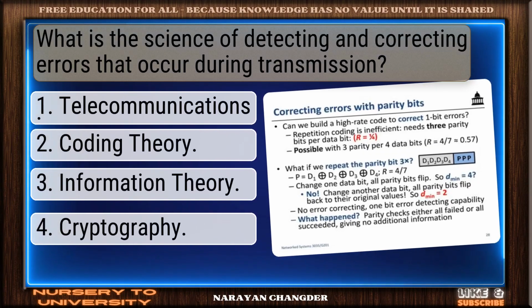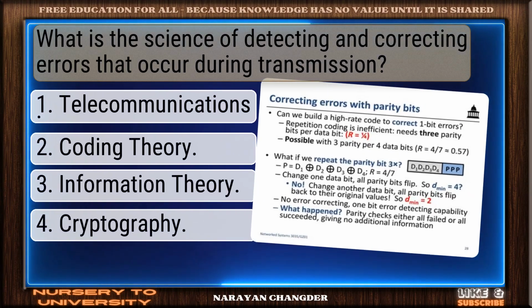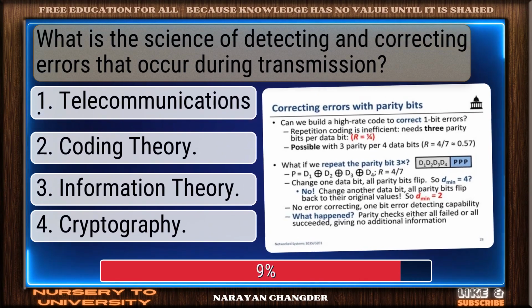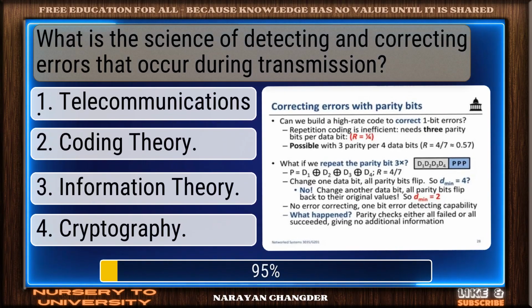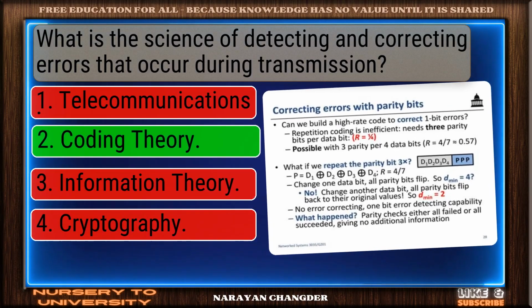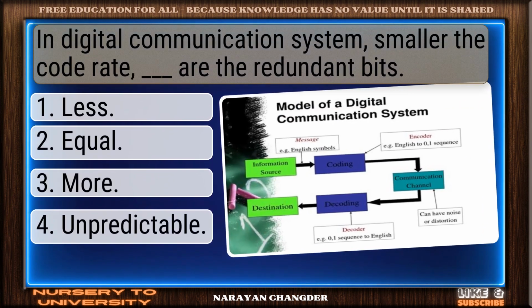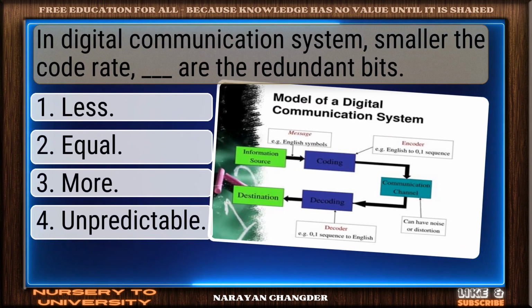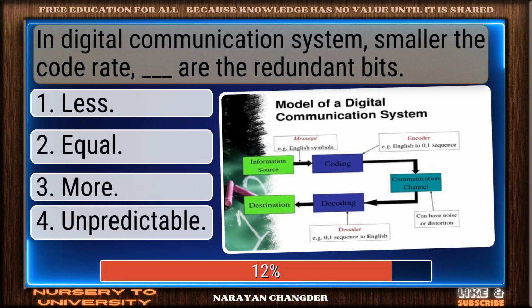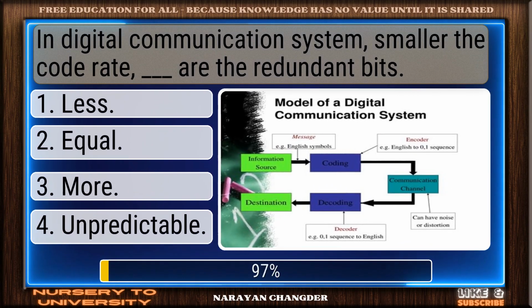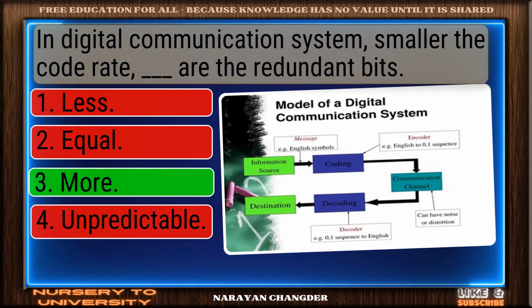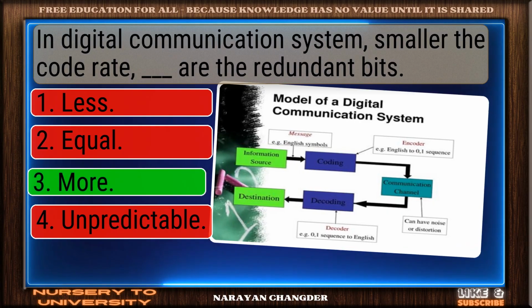What is the science of detecting and correcting errors that occur during transmission? Well picked. Coding theory is the correct answer. In digital communication system, smaller the code rate, dash are the redundant bits. You got it. Your choice, more, is right.